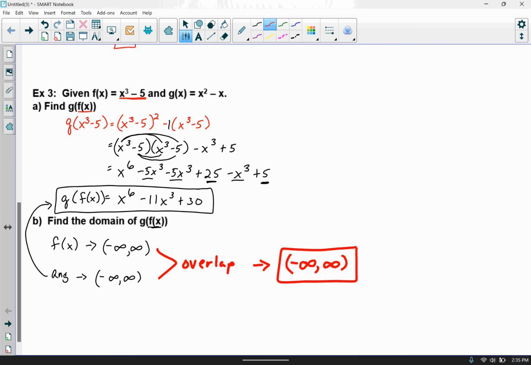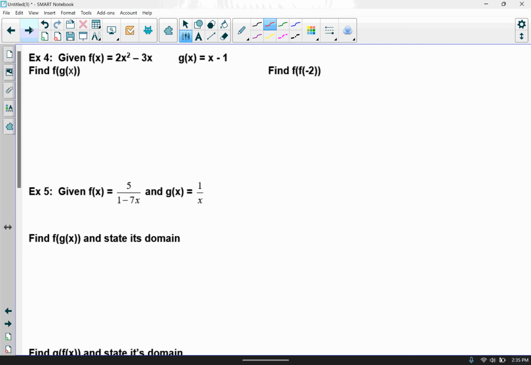Final answer. Okay. Let's flip it on over. I'm going to do example 4 and 5 with you and let you try example 6 on your own. All right, so here in example 4, I'm giving you an f of x and a g of x function. Over here on the left, I want to find f of g of x.